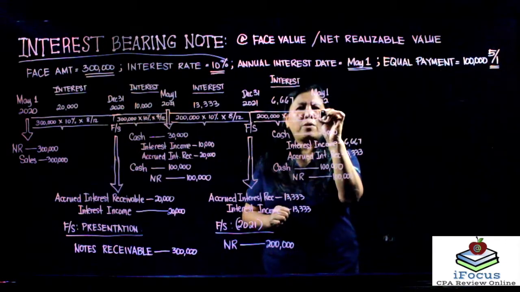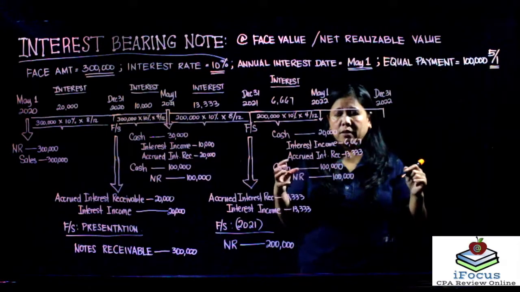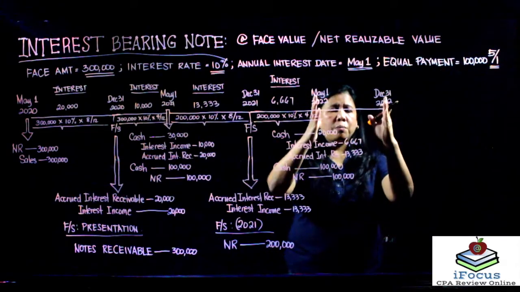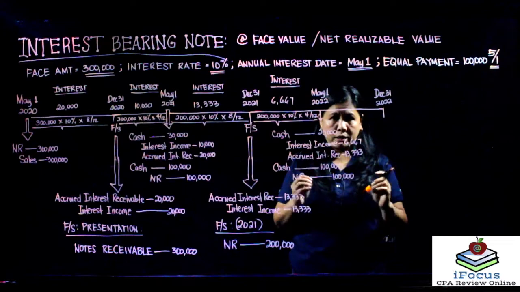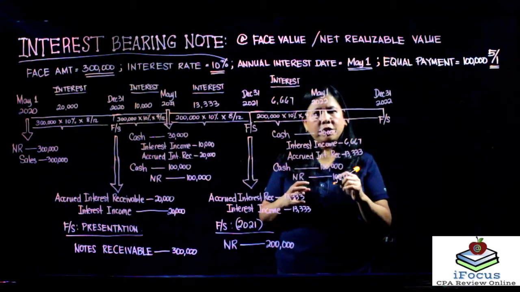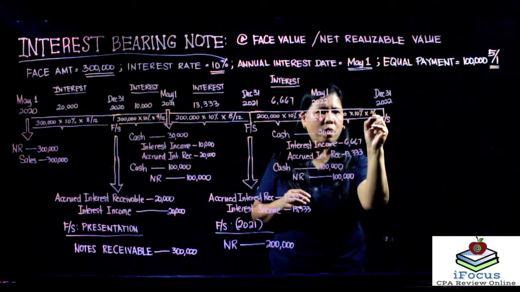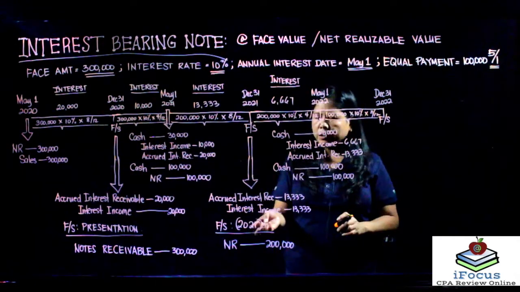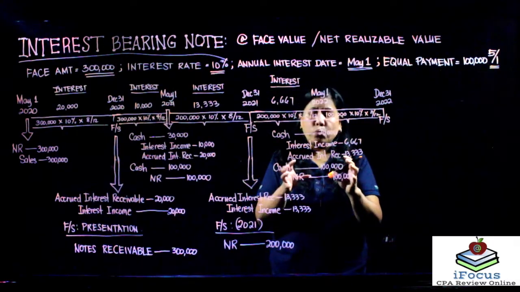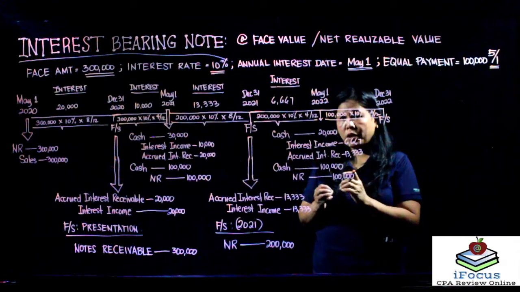Now on December 31st of 2022, we will again prepare the financial statements of the company. From May 1st to December 31st we will recognize interest income. The calculation of the interest income is 100,000 times 10% times 8 over 12. Why 100,000? Our notes receivable in 2021 is 200,000 and the maker paid us 100,000, so we have an outstanding balance of 100,000.